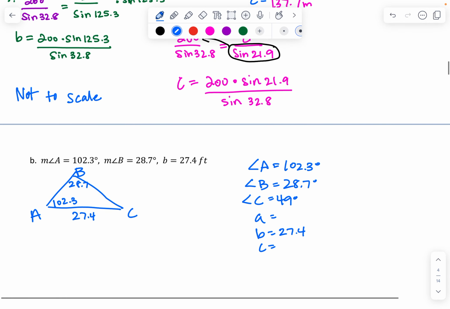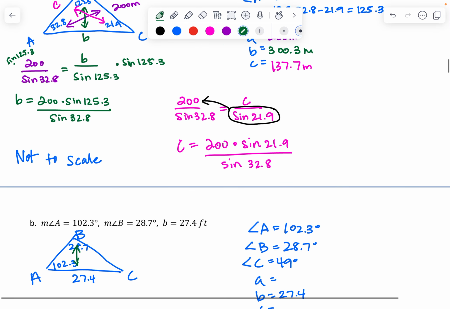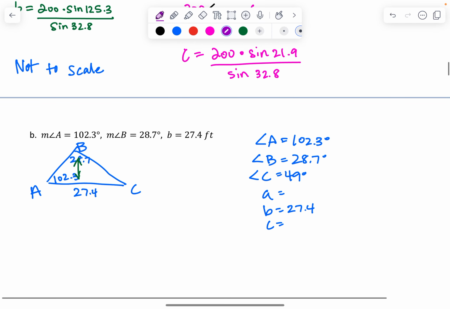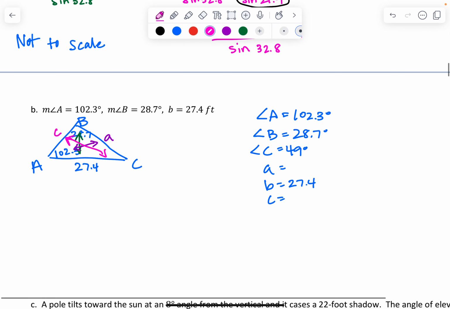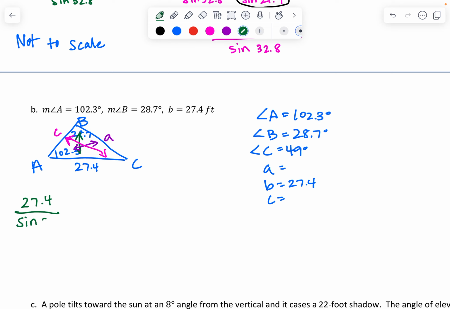We did that in green last time, so we'll make this guy green. Side A was purple, and then C was pink. Just trying to keep it relatively the same as what we did before. So this time we have side B and angle B as our corresponding things. Make sure you get that the side is 27.4 and the angle is 28.7. I messed that up my first time and flip-flopped them, and then I didn't get the right answer.